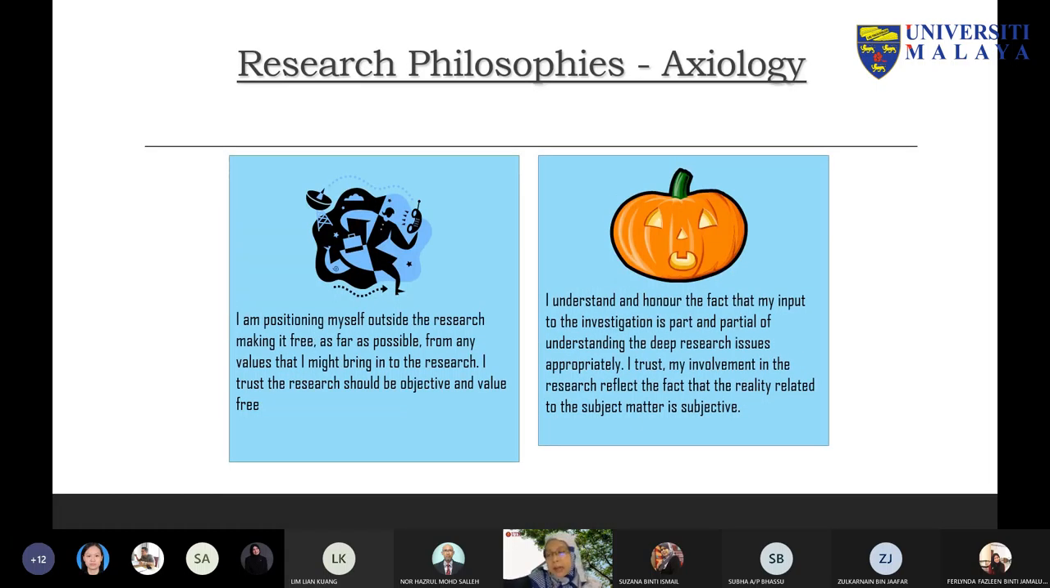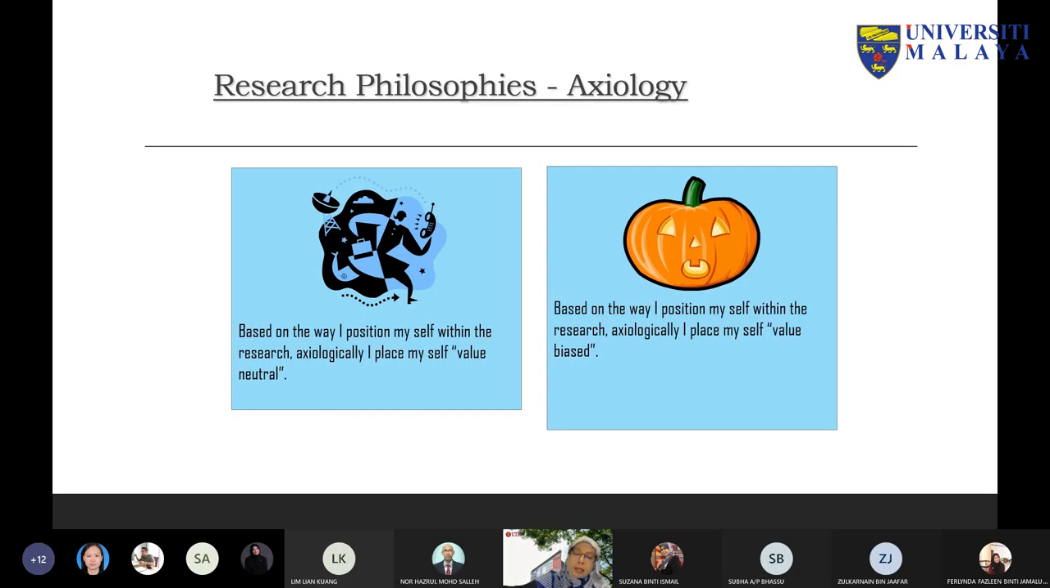Good. And the final assumption will be axiology. So Mr. Tangible says, I position myself outside the research, making it free as far as possible. Whatever happened to me does not affect the data that I'm going to collect, from any value that I might bring into the research. They are value free. It is scientifically proven, systematically, scientifically tested. While Mr. Feeling says, I understand and honor the fact that my input to the investigation is part and parcel, crucial, important and appropriate. So my involvement reflecting the subject matter is subjective. This is what bias means.